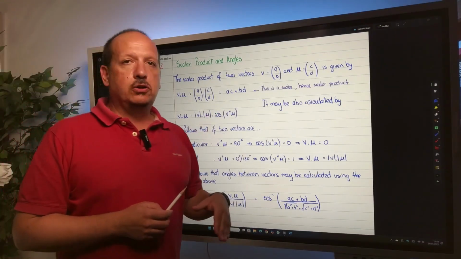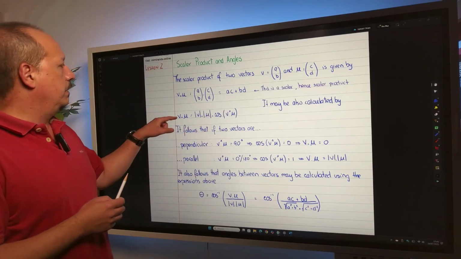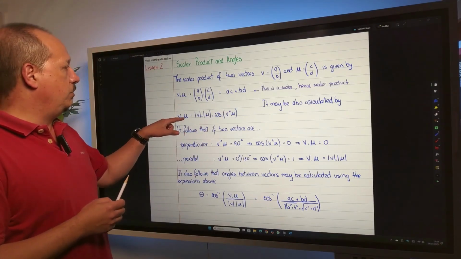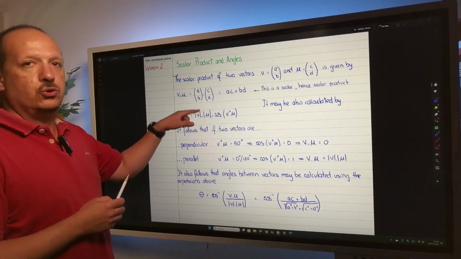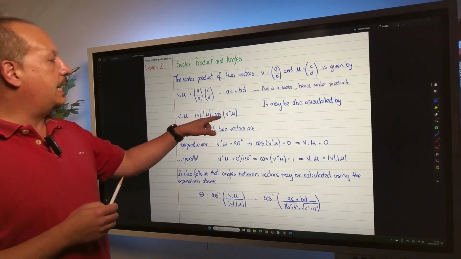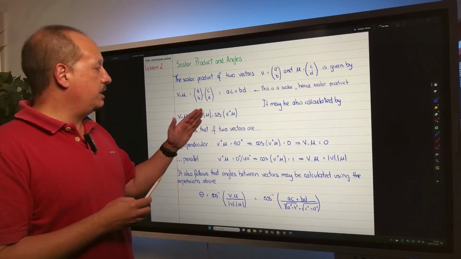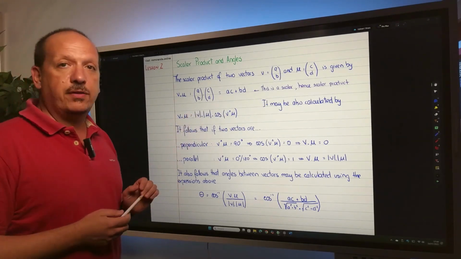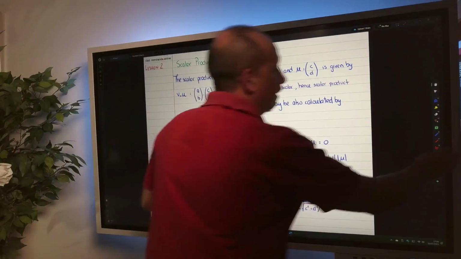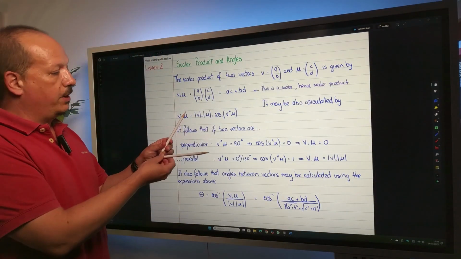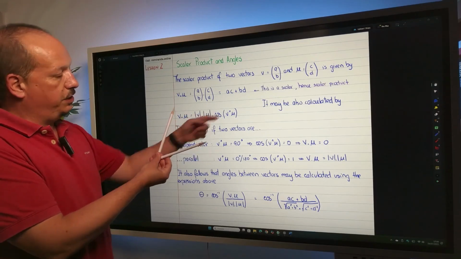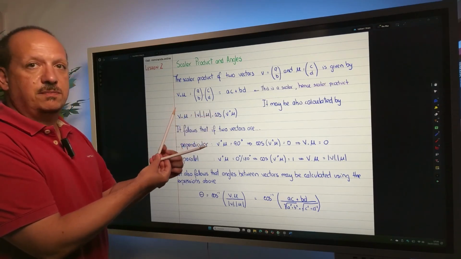It may also be calculated in a different way. So v times u is going to be the magnitude of v times the magnitude of u times the cosine of the angle that these two vectors make with one another. All right? I hope you're understanding visually what I mean. Imagine that this is v, this is u. This angle over here is the angle between the two vectors.